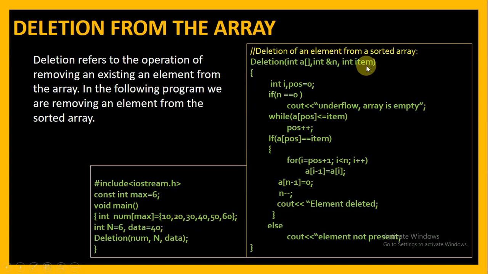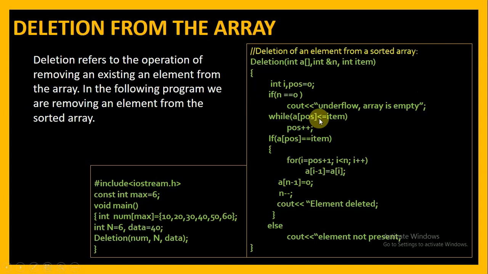Item and data are passed by value, so the value of data will be copied to item. Now I declare int i and pos equal to 0, two variables. We are checking if n is 0, then this is underflow. It means the array is empty and we will exit from here. This is missing here. You can write exit here because if the array is empty, we cannot delete an element from the array. So we will exit from this position.